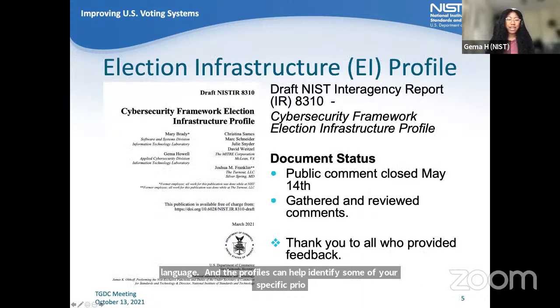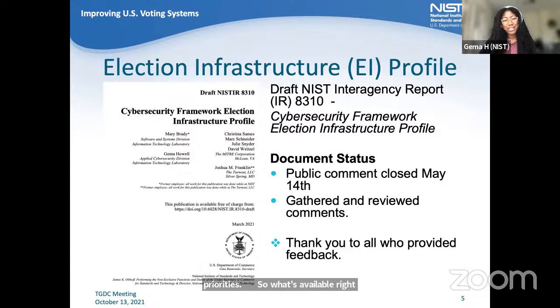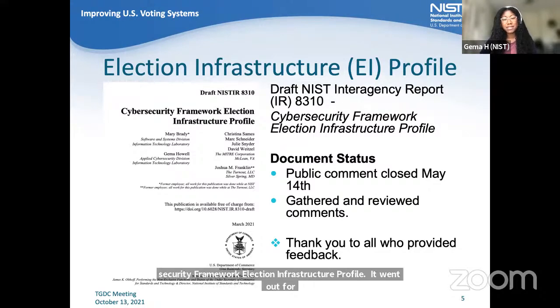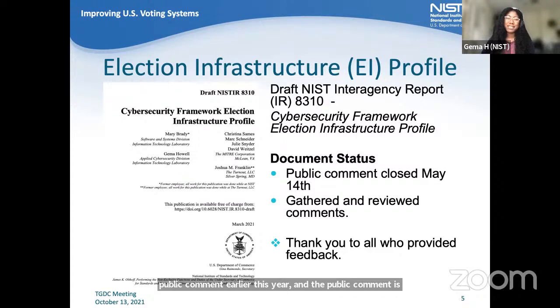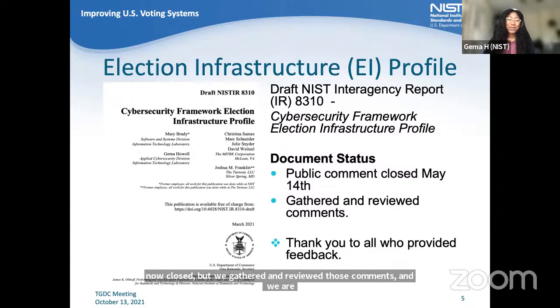So what's available right now is the draft NIST Interagency Report 8310, the Cybersecurity Framework Election Infrastructure Profile. It went out for public comment earlier this year, and the public comment is now closed, but we gathered and reviewed those comments, and we're currently updating that document for final. Thank you to all who took a look at that and provided feedback.